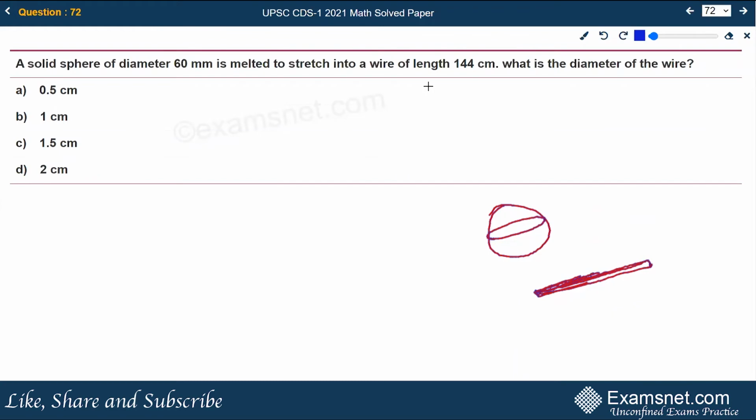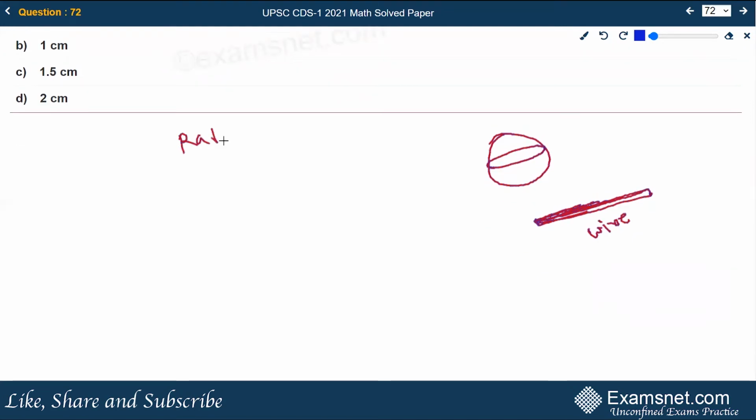In question number 72, we are given a solid sphere of diameter 60 millimeter that is melted to stretch into a wire of length 144 centimeter. What is the diameter of the wire? So this is the wire. The wire is cylindrical, correct? Okay, so here we are given that the diameter of the sphere is 60 millimeter, correct? So the radius of the sphere will be 60 by 2 millimeter, that is 30 millimeter.